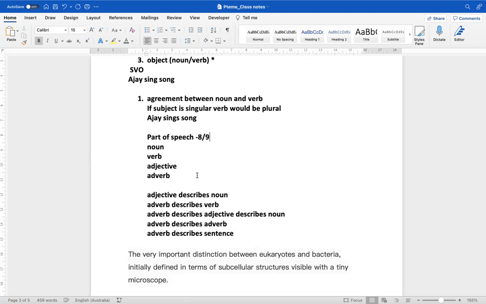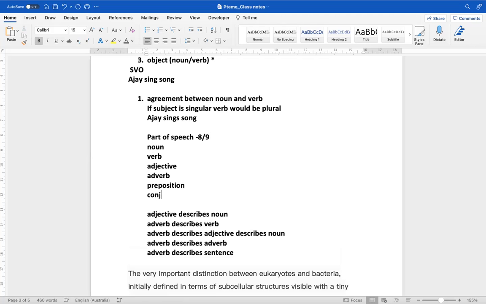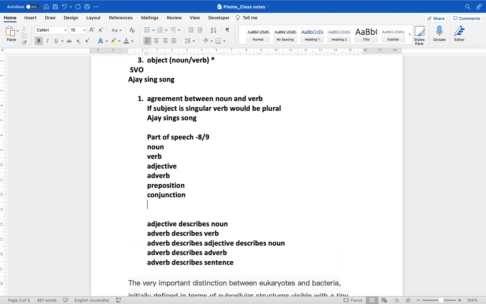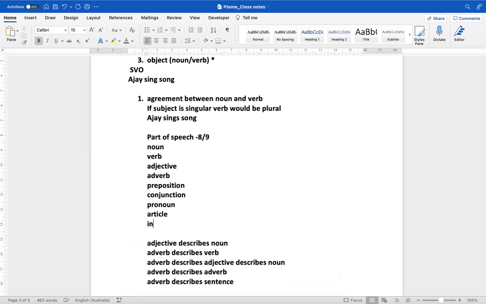Interjections are nothing but expressions: wow, hooray, yep. So what are the parts of speech? Noun, verb, adjective, adverb, preposition, conjunction, pronoun, article, and of course interjection, but we don't use this one. So: noun, verb, adjective, adverb, preposition, conjunction, pronoun, and article.